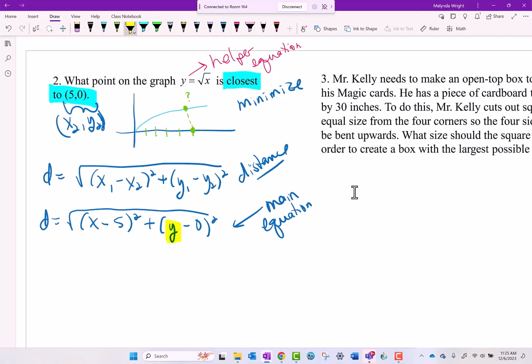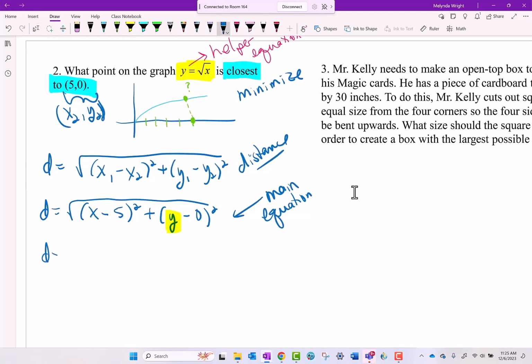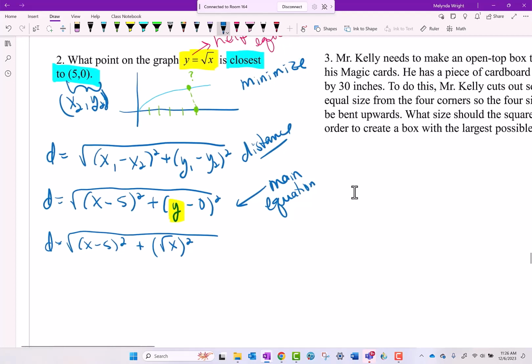this y with this. I'm going to take the y and make it the square root of x. I'm going to sub that in so that I get down to one variable. So the distance is (x minus 5) squared plus the square root of x, squared. Now this is what we're going to maximize. We're going to have to take the derivative of it when we work it eventually.